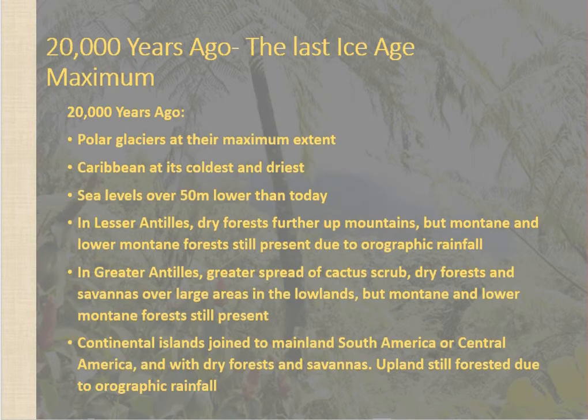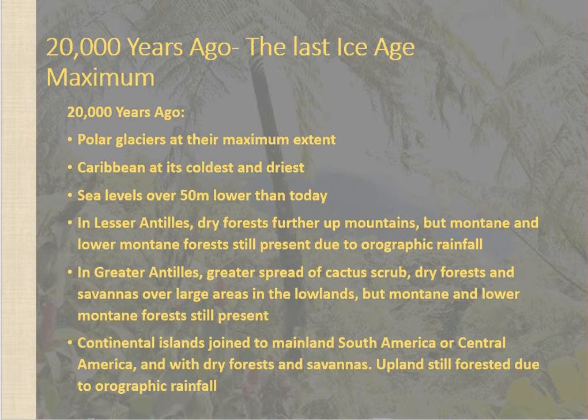So, let's make a start then. 20,000 years ago, what was the Caribbean like? What were the forests in the Caribbean like? So, just a recap, because you know all of this already. 20,000 years ago, the world was at its coldest, the last glacial maximum. Polar glaciers were at their maximum extent. The Caribbean, like the rest of the world, was at its coldest and driest.